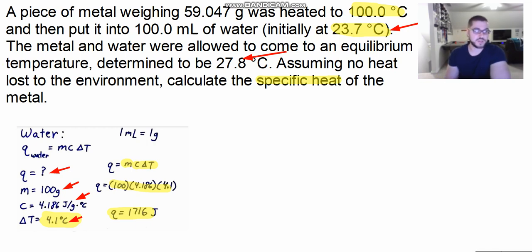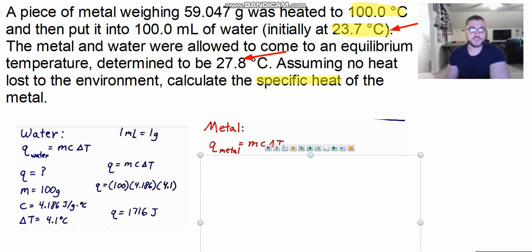So what are we going to do next? Well, what we'll have to do next is go to the metal side. We're going to have to figure out what's going on with the metal. With the metal, we're going to use the same equation again, only this time we're using the subscript Q of metal, so I know I'm looking at something a little bit different. I'm not looking at the water anymore, now I'm focused on the metal.